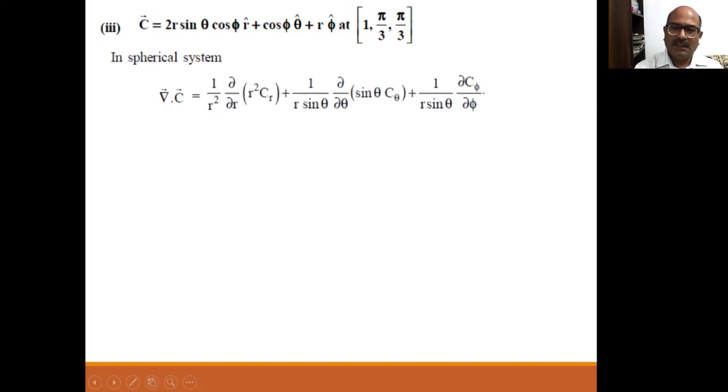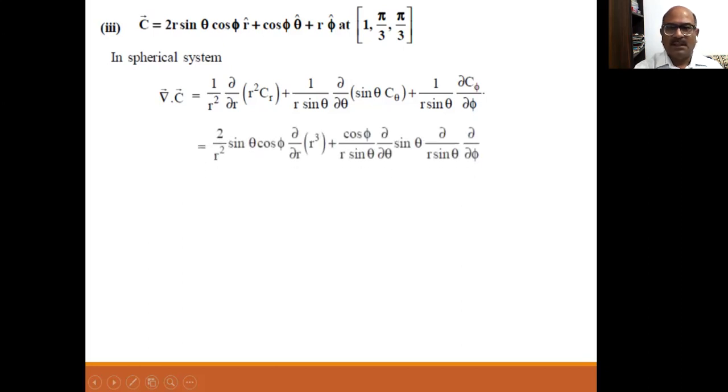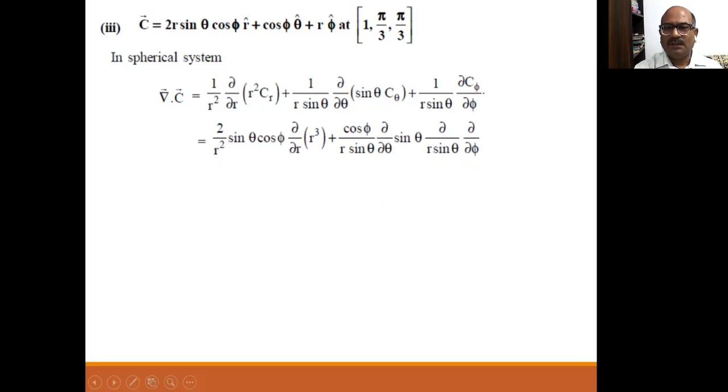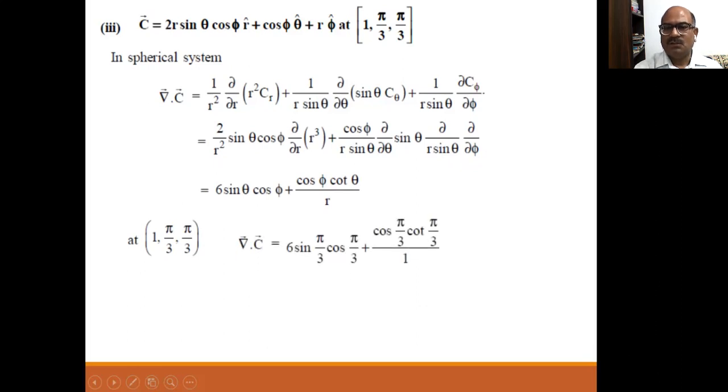If you fail to remind, again I am saying that you kindly refer to the last class on spherical system. It is available over there, all the equations, you please refer to those. And the value we can put from here, we can solve it, and we can put the value for the point for that equation. So by putting this equation, we got the result as 2.88.